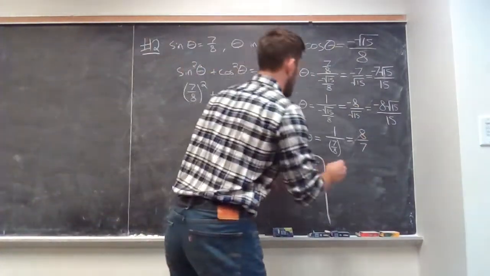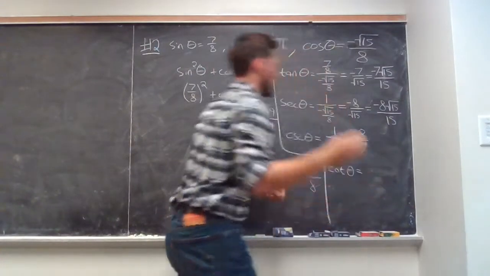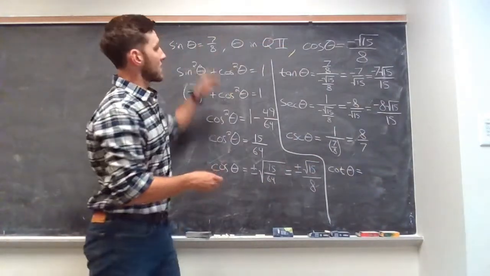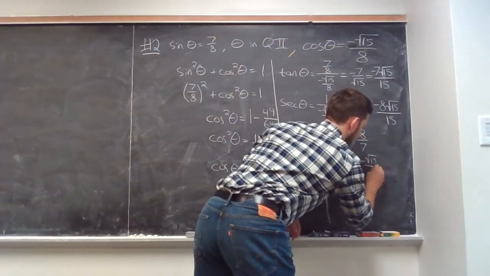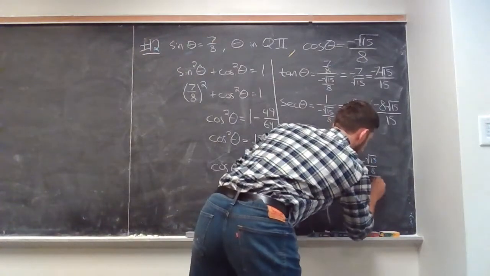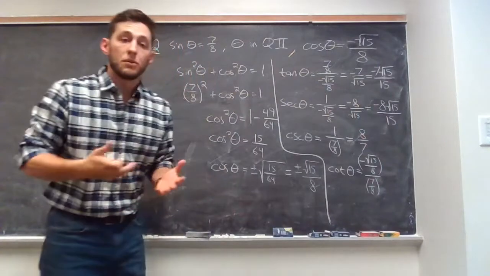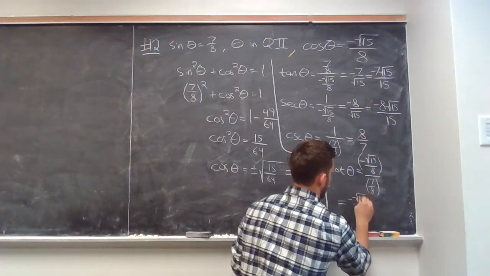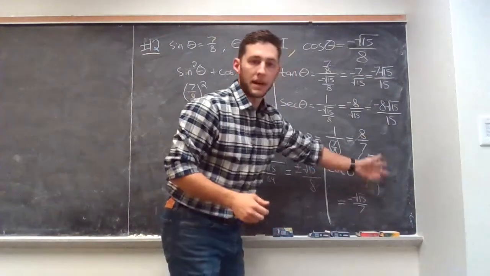Last but not least, if we do cotangent of theta, I know I'm running out of room here. That is cosine divided by sine. So negative square root of 15 over 8 divided by 7 over 8. Which ultimately gives me the answer of negative square root of 15 divided by 7. Now I'll get that from multiplying by the reciprocal.